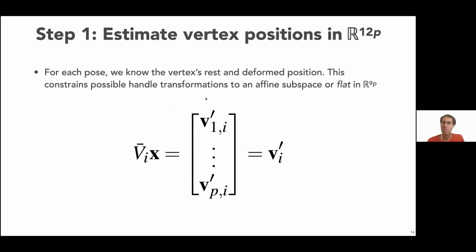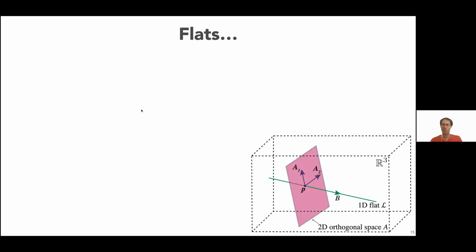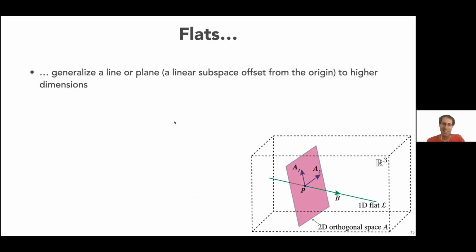I'm bringing up this term flat, and I'm going to tell you about flats, so let me explore what these things are. Flats generalize a line or a plane in higher dimensions. So this is the same thing as an affine subspace. It's a linear subspace offset from the origin. So it's a very simple idea. A line and a plane are very simple ideas. In higher dimensions, they behave a little more strangely, or at least it's a little less intuitive.